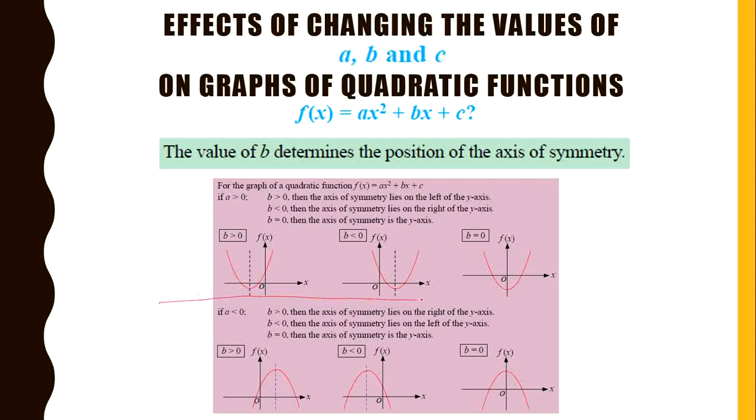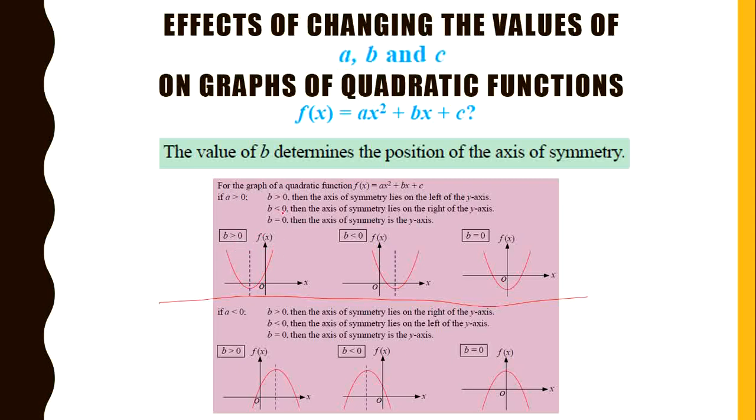Dia ada dua ni. Dia asing dua. This one adalah bila A greater than 0. This one is bila A less than 0. Look at when A greater than 0 first. When A greater than 0 and B greater than 0, dia punya parabolic shape ni ataupun parabola ni lies on the left of y-axis. Ni y-axis kan? Dia duduk ke kiri daripada y-axis. Tu bila B greater than 0.